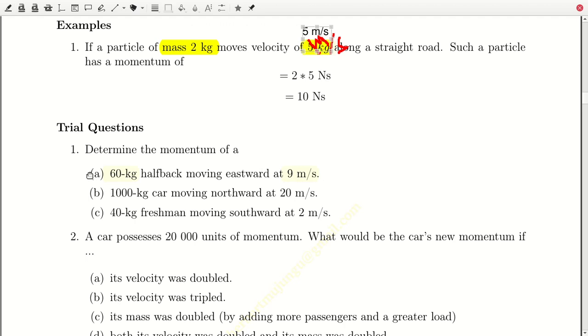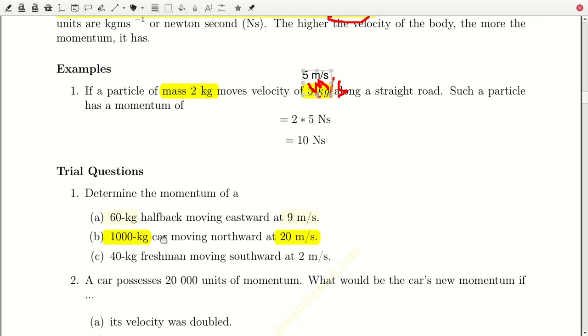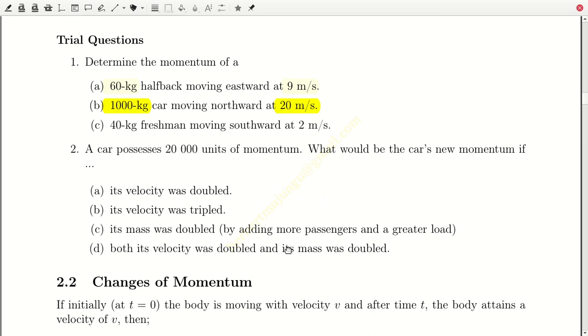Similarly here you simply multiply this 1000 times this 20, and the momentum of such a particle will be 20,000 Newton second. You do the same to the other number. So instead of using Newton second, you can also use kilogram meters per second, which is just the product of this kilogram times this meter per second.